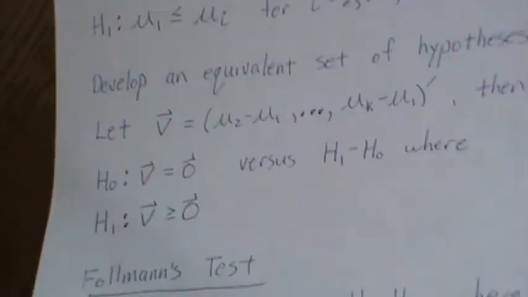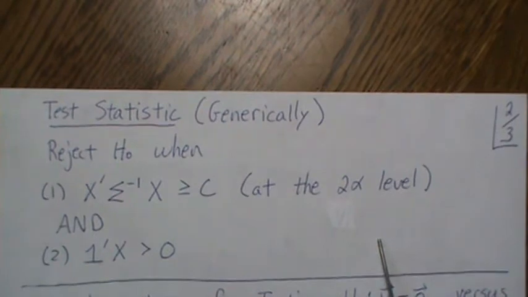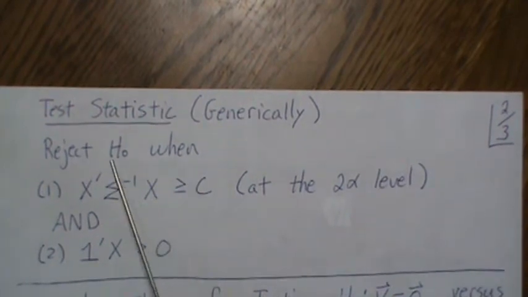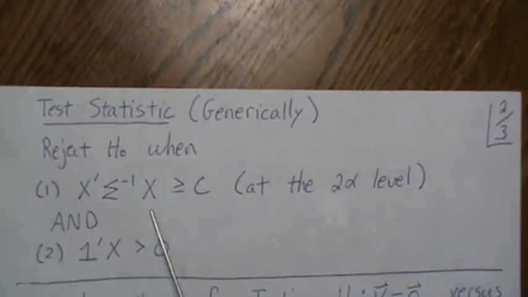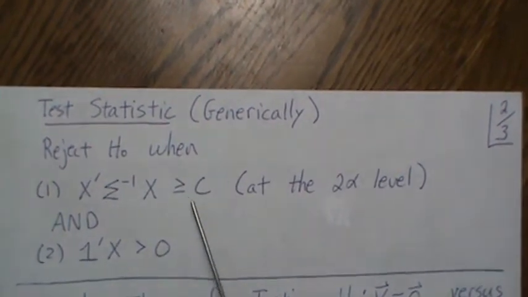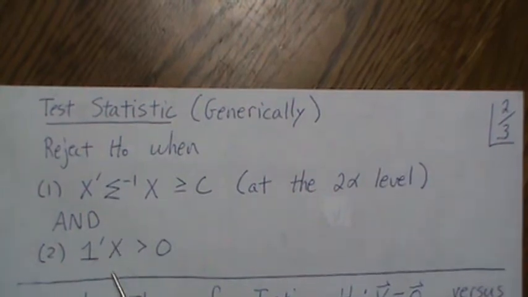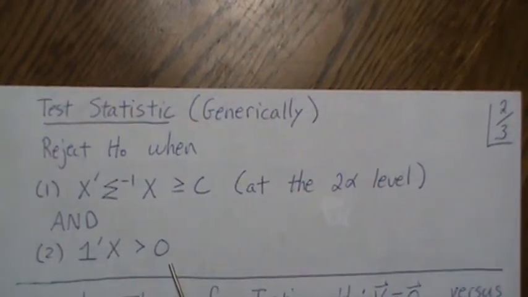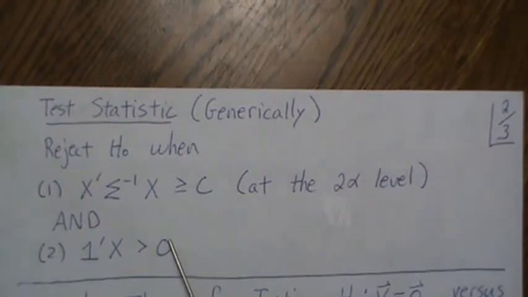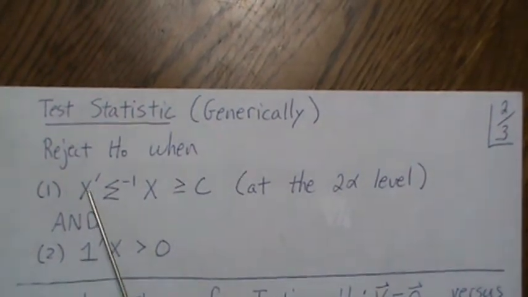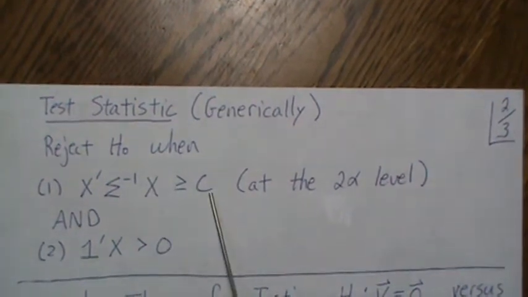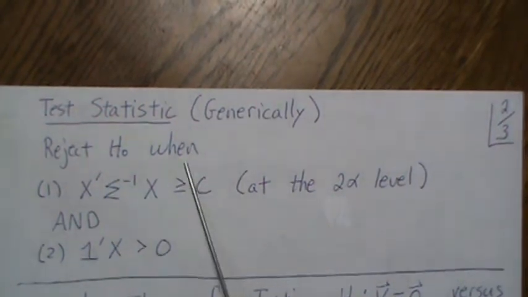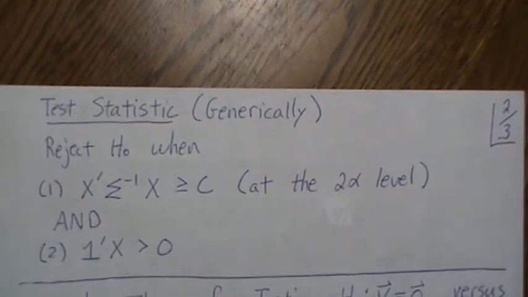So this is sort of the general Follmann's test, and the test statistic is generically, we reject H0 when our test statistic, which has to be in quadratic form, is greater than some constant. And this particular test is done at the 2 alpha level, and the sum of the components of X has to be positive. So a common setting is when we're testing the mean, we don't know the covariance structure. We can use Hotelling's T-squared for this piece, and we test it at the 2 alpha level, and then the sum of the mean vector has to be positive. And then this is shown to be an alpha level test with decent power.